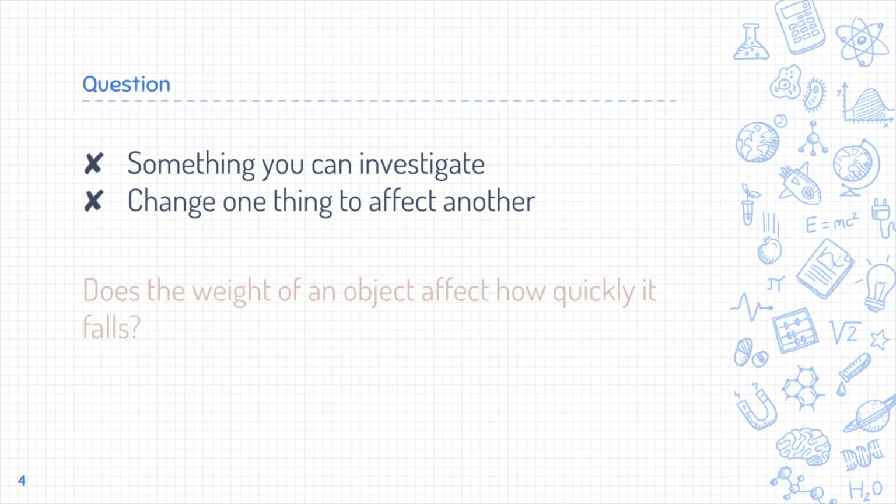So let's get some examples. Does the weight of an object affect how quickly it falls? All right, this is something I can investigate. I can change the weight of an object and see if that affects how quickly it falls. I get several objects, one that's light, one that's a medium weight, and then one that's heavy. I'm changing one thing, the weight of the object, to see how quickly it falls.